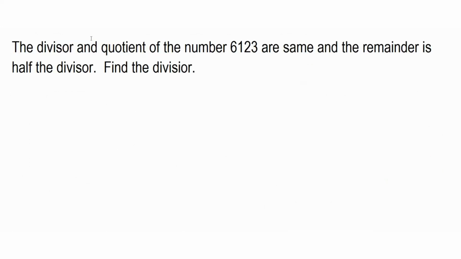So let's take a look at this question. The divisor and quotient of the number 6123 are the same, and the remainder is half the divisor. So what it means is 6123 is being divided by some number. It is being divided by the divisor. We know that 6123 is called the dividend.